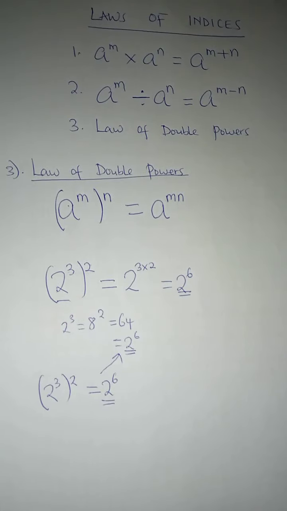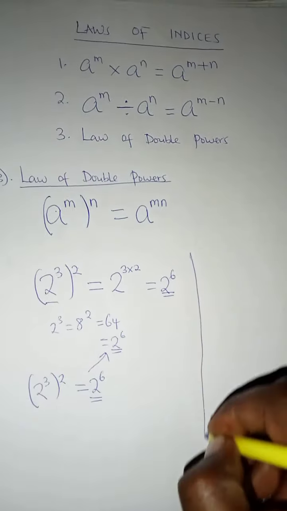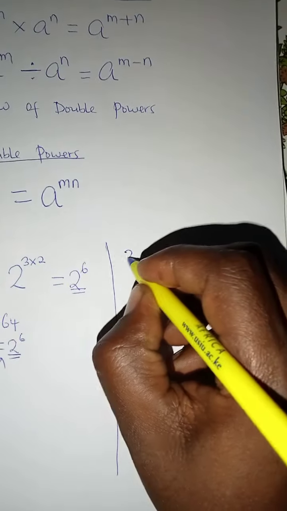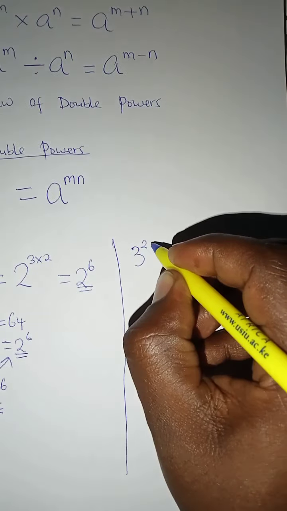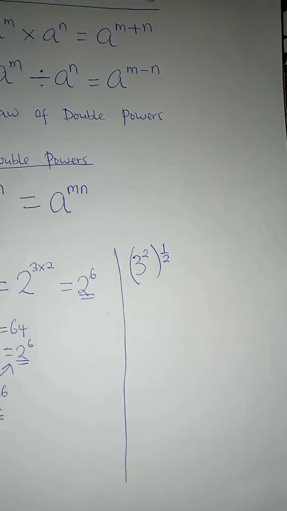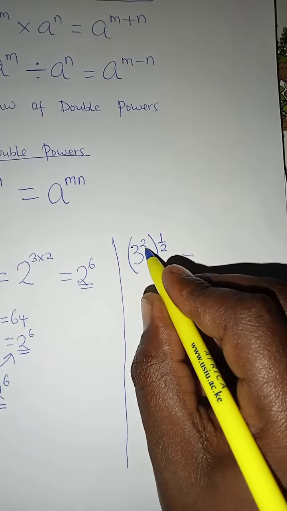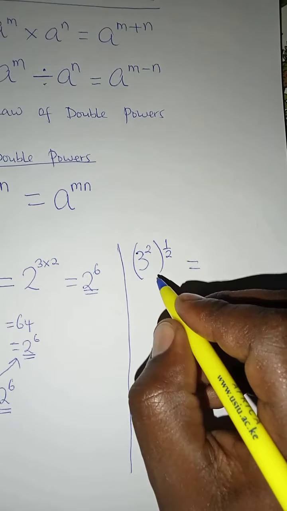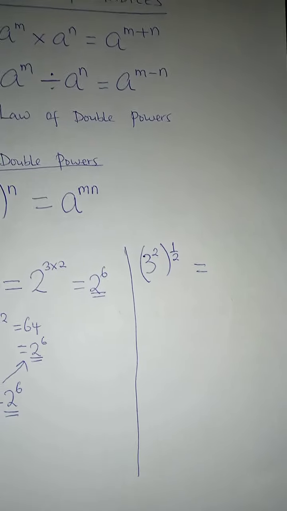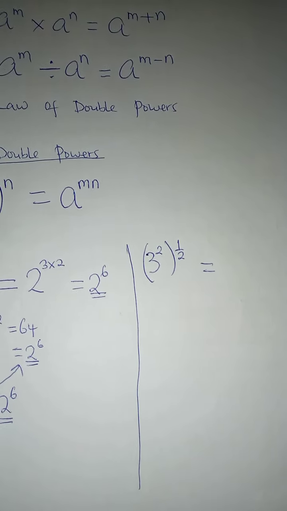Let's look at another example very quickly. A number like 3 raised to power 2 multiplied by a power a half. So look, the first power is a positive 2. So the conventional way is 3 raised to power 2 is 9. 9 raised to power a half, the fractional index.